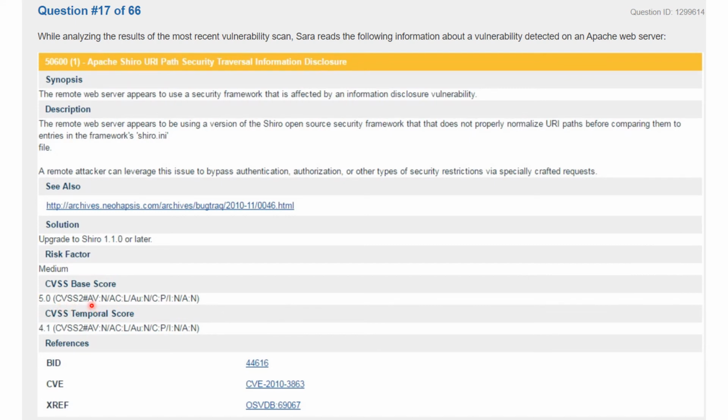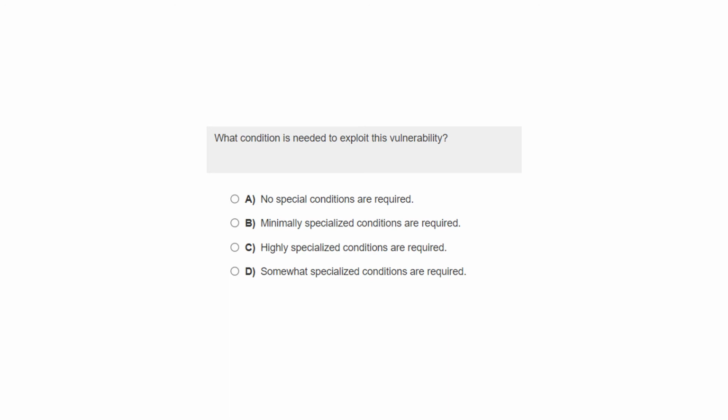So first we have here the attack vector, which in this case is network. The access complexity is low. The authentication is none. The confidentiality is partial. Integrity is none. Availability is none. What condition is needed to exploit this vulnerability?